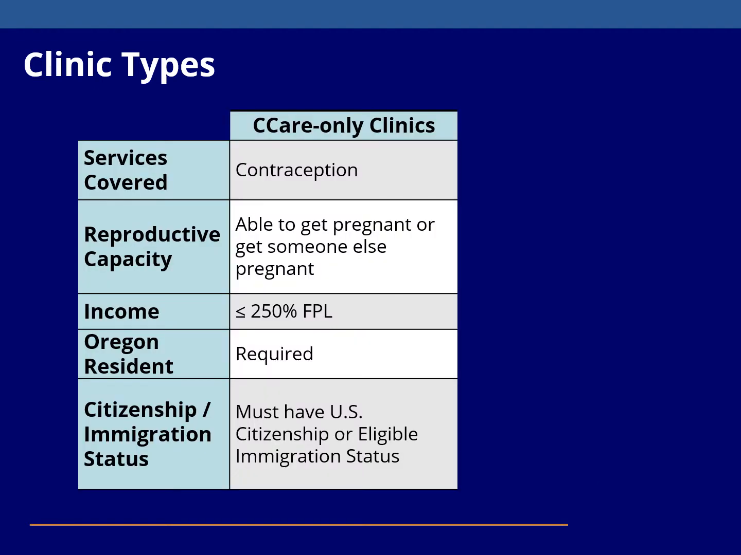Clinics that are C-Care only can get reimbursed for contraceptive services provided to clients enrolled in RH program coverage. And to get these services covered at C-Care only clinics, clients must be able to get pregnant or get someone else pregnant, be at or below 250% of the federal poverty level, be an Oregon resident, and either have U.S. citizenship or what we call eligible immigration status.